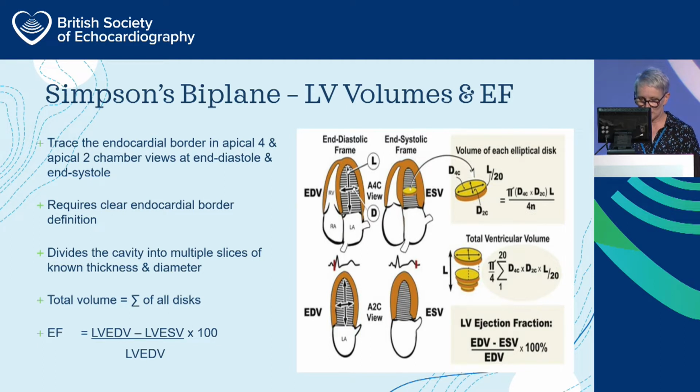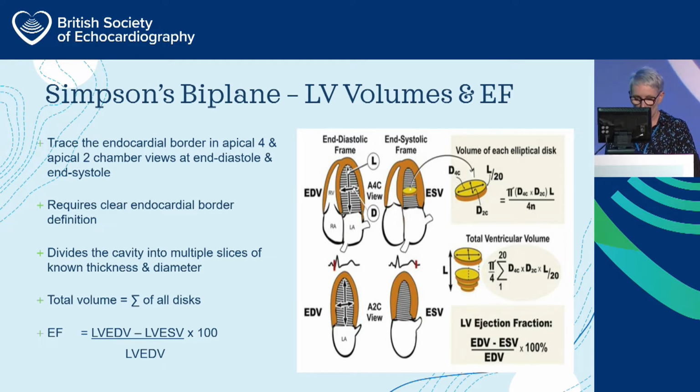Now, this is a measurement we should be making in everybody as best as our image quality allows. You need to be able to see about 80% of the endocardial border, and you need to be able to see it throughout the cardiac cycle to ensure that you can get some degree of accuracy in your Simpson's biplane. If you can't see more than two segments of the myocardium, then don't measure it, because you're just making it up, basically. And again, if your images are foreshortened, try and modify your window. If you can't modify your window, don't measure it.